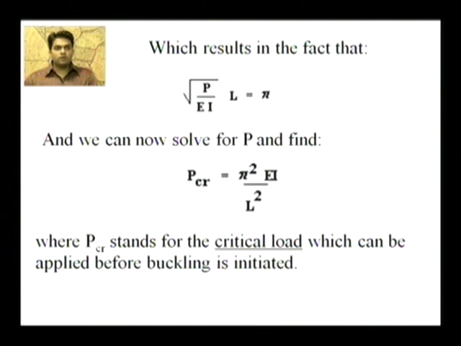We can now solve for P and find the critical load PCR is equal to pi square EI divided by L square, where PCR stands for critical load, which can be applied before buckling is initiated. So this is the form of Euler's equation for critical load.